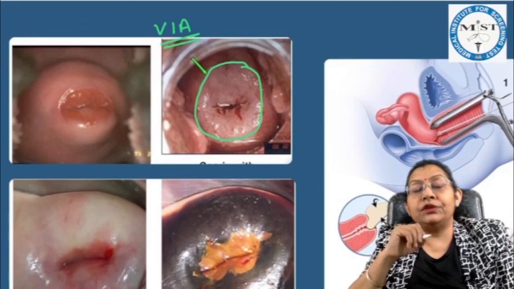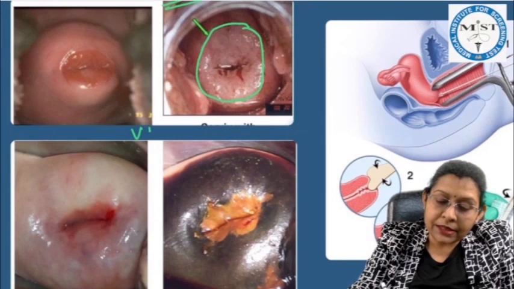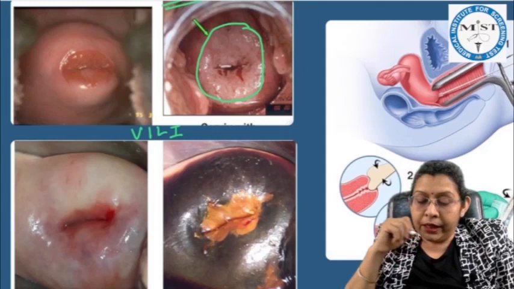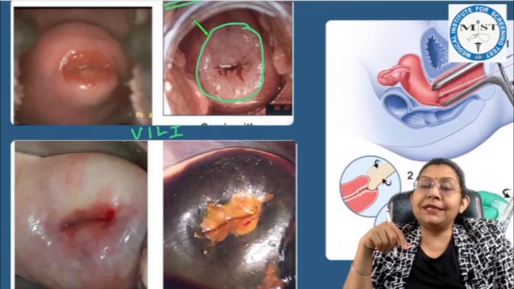Now if we are applying the Lugol's iodine, that test is called the VILI test, that is visual inspection of the cervix after Lugol's iodine. Here the interpretation is different from the VIA test, and here the concept is that healthy tissues or the healthy cells, they are having more of the glycogen.